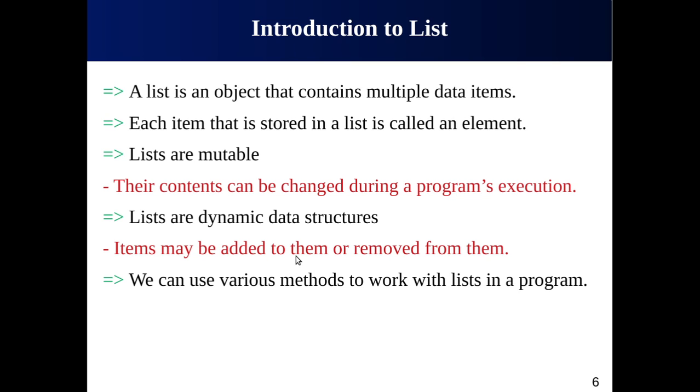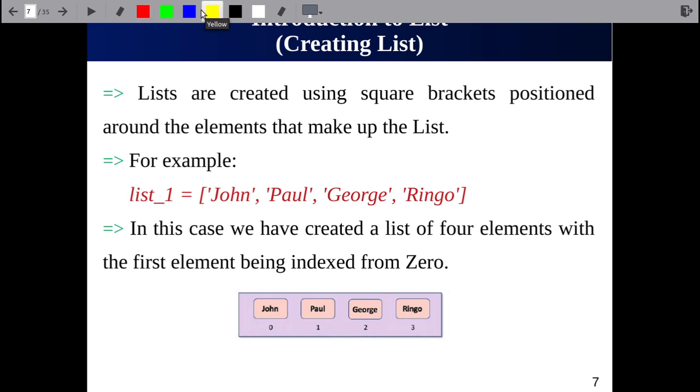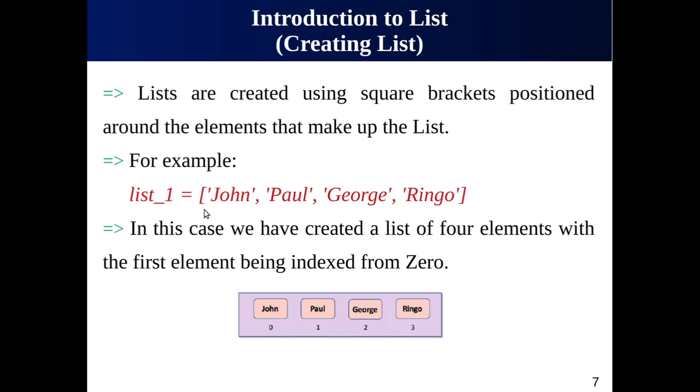So after defining the list, let us see how we can actually work with the list, how we can actually create a list in the Python programming language. Lists are created using square brackets. As you can see here, these are the square brackets. So in order to create a list, you have to use the square brackets. And then you have the elements inside these square brackets.